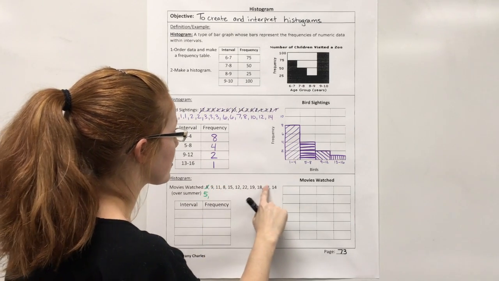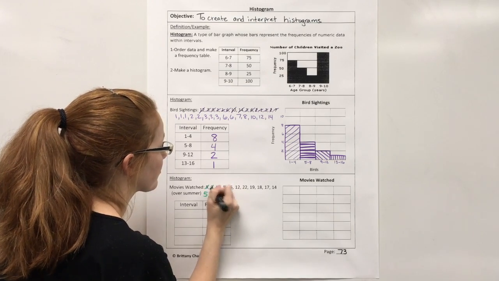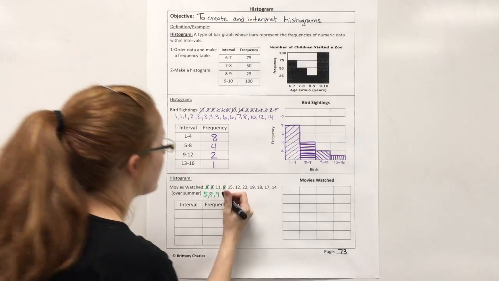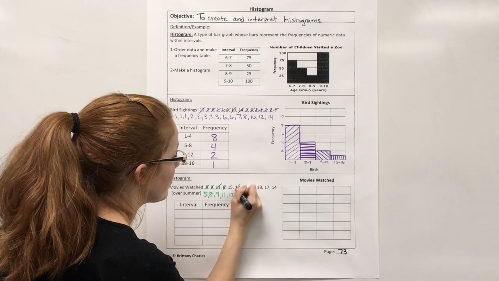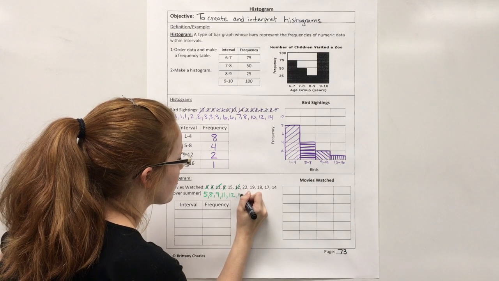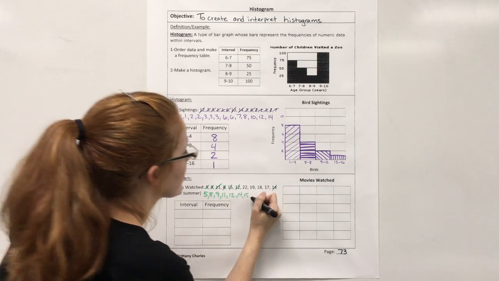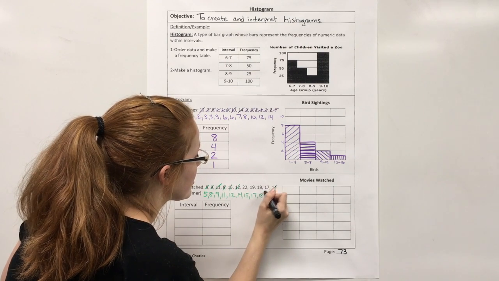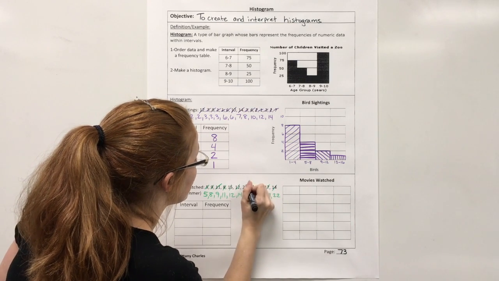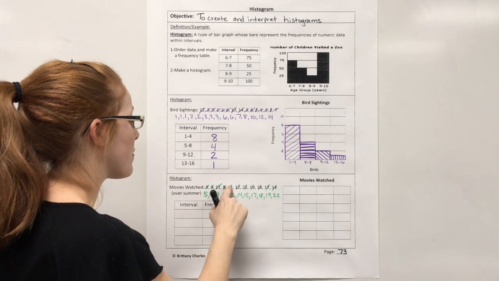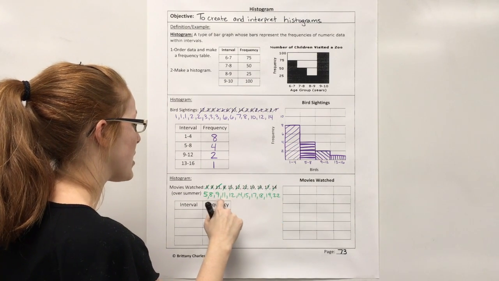Okay, 6, 7, no, 8, and then 9. No 10, 11, 12, no 13, 14, 15, no 16, 17, 18, 19, and 22. 1, 2, 3, 4, 5, 6, 7, 8, 9, 10, 11.